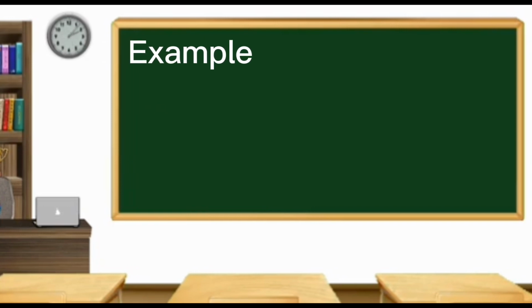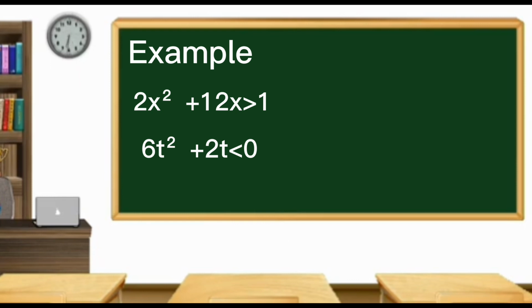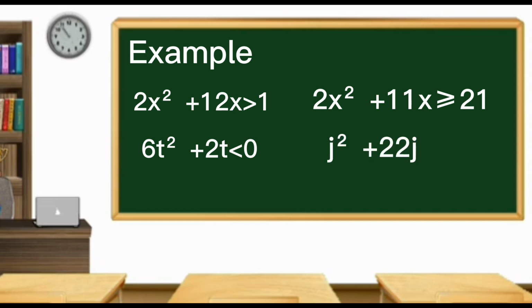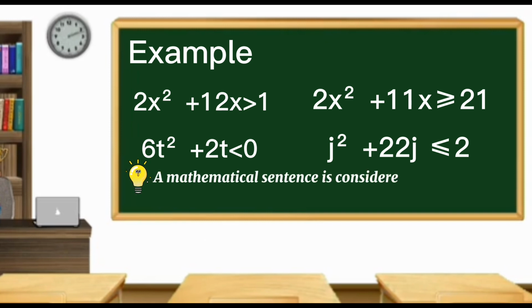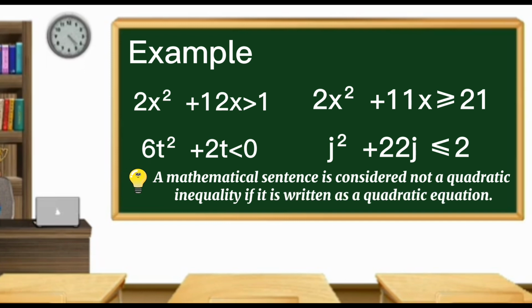Examples of quadratic inequalities: 2x squared plus 12x is greater than 1; 6t squared plus 2t is less than 0; 2x squared plus 11x is greater than or equal to 21; a squared plus 22j is less than or equal to 2. Remember that a mathematical sentence is not a quadratic inequality if it is written as a quadratic equation.